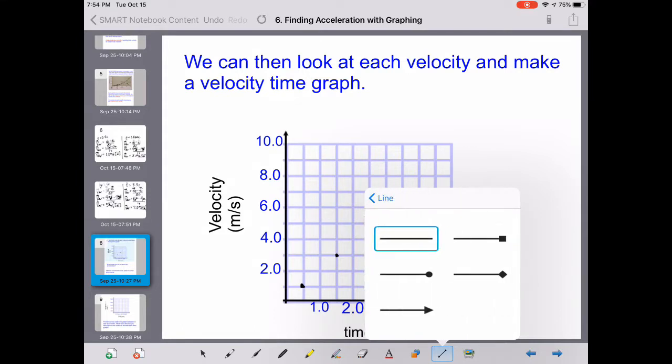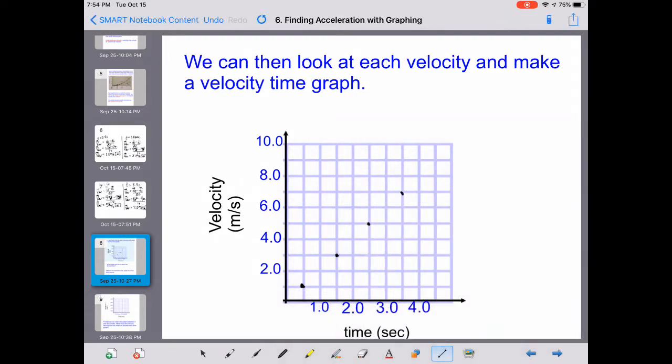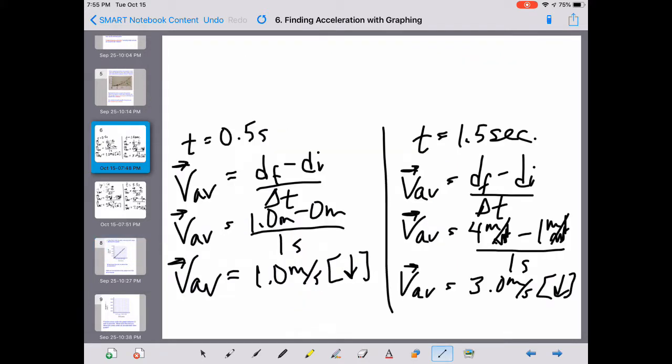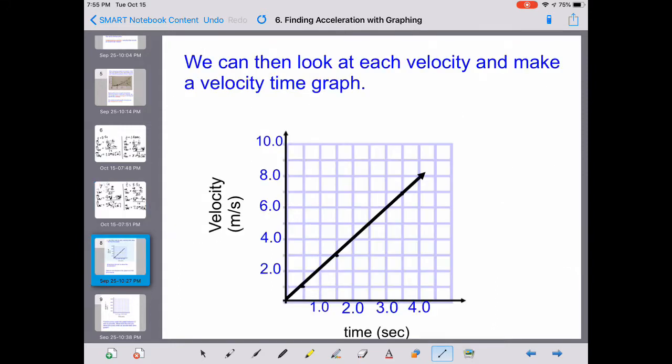So let's see if we can make our line go here. Start. And we're going to draw our line all the way through. Okay, so what we can see at the end is this thing goes up in a linear pattern, right? It keeps going up 2 over 2, up 2 over 2. And if we take a look at our numbers that we are using, 1 to 3 to 5 to 7, it just keeps going up by 2 meters per second each time. So that helps us graph out a velocity time graph.